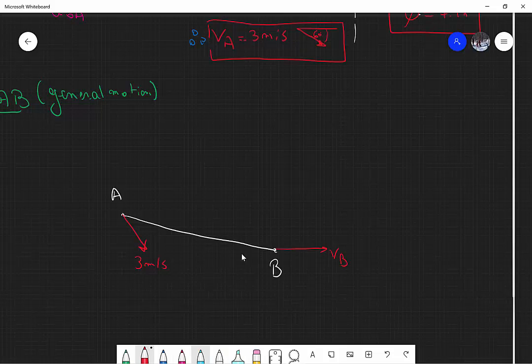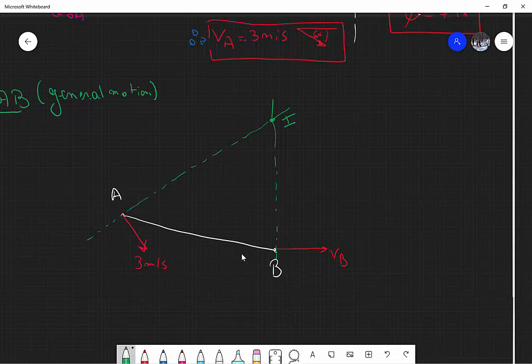We're going to draw a line perpendicular to the first velocity, the velocity of A, and another perpendicular to the second velocity, the velocity of B. They're going to intersect at this point, and this point is called I. It is the instantaneous center at this moment.